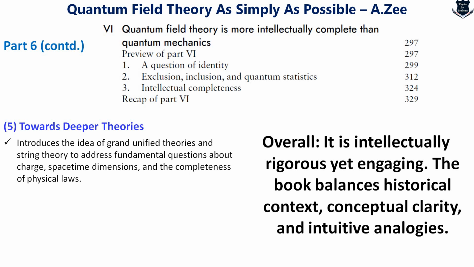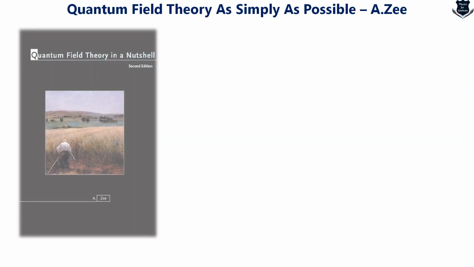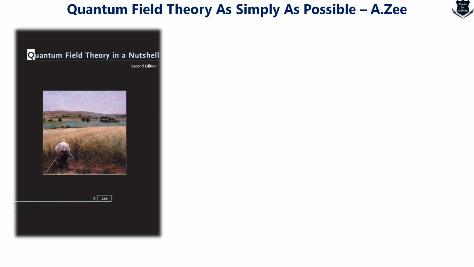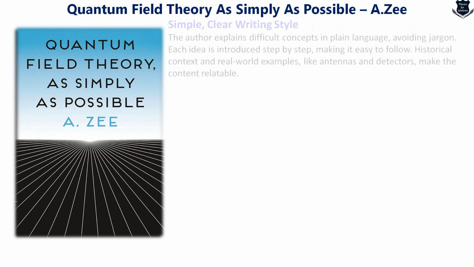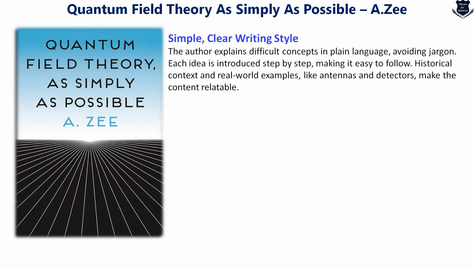I can tell you, you won't be able to give up this book once you start reading. The book balances historical concepts along with conceptual clarity, and there are a lot of intuitive analogies which make the mathematics and the theory far more accessible. Now, if I talk of Professor Z's earlier book, Quantum Field Theory in a Nutshell, the second edition, which I have given a brief review in my earlier video, I consider this book, Quantum Field Theory, far better. And the reasons are in front of you, because this book is much simpler.